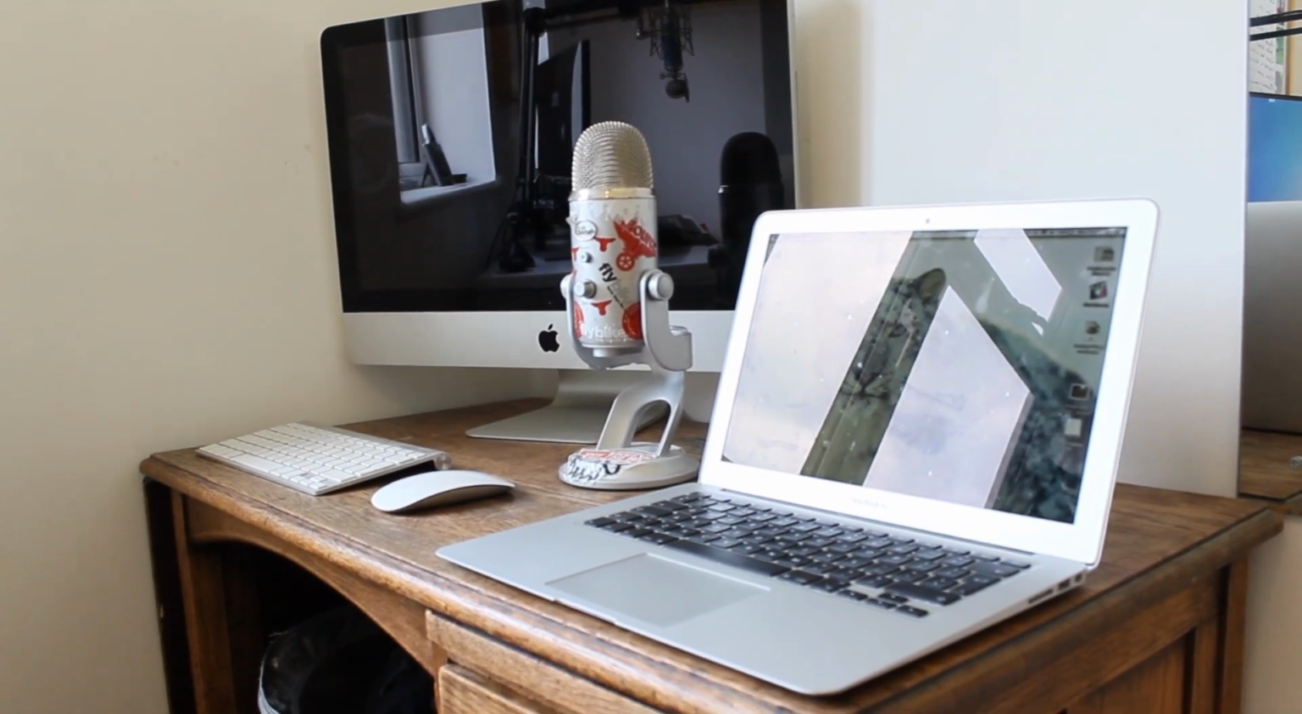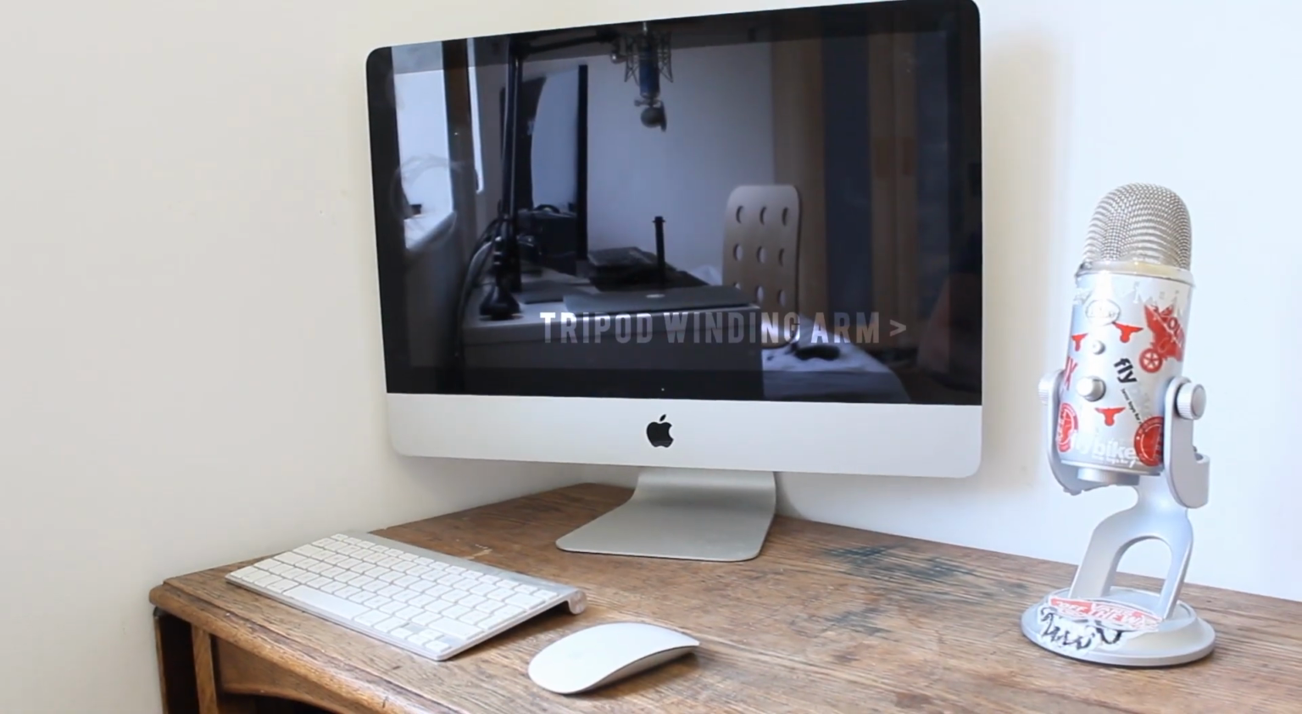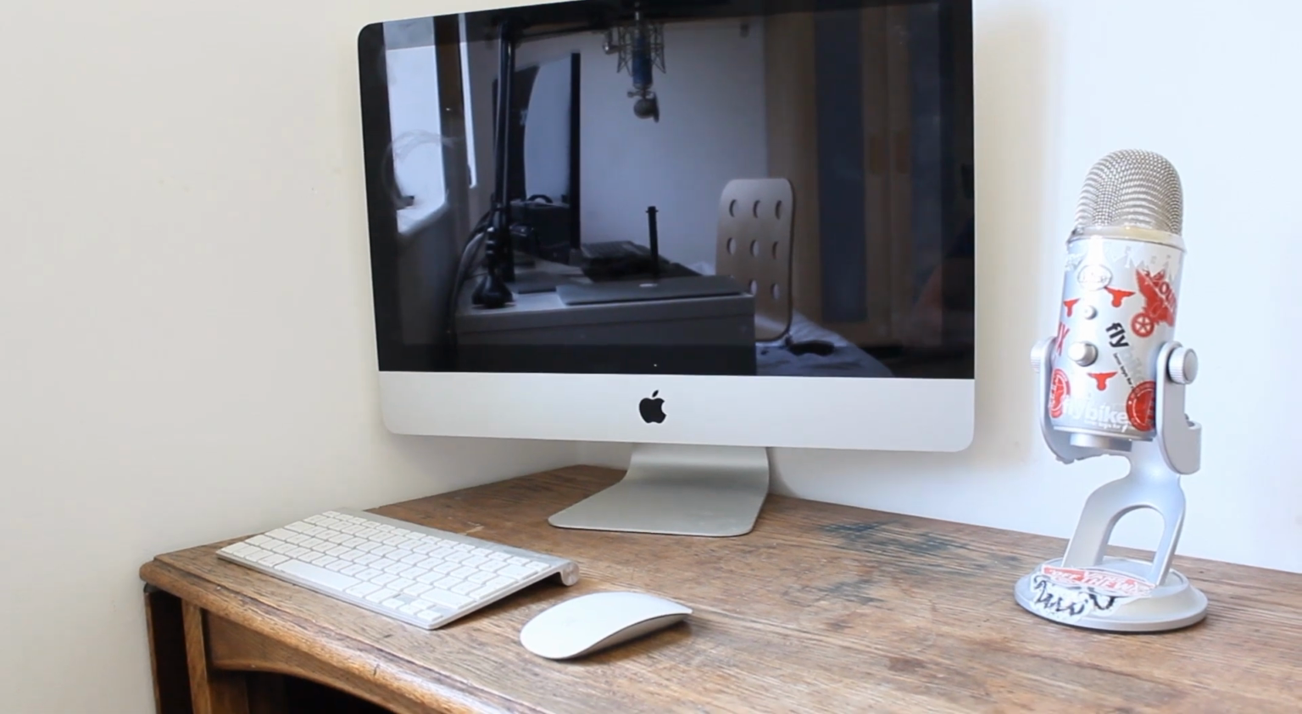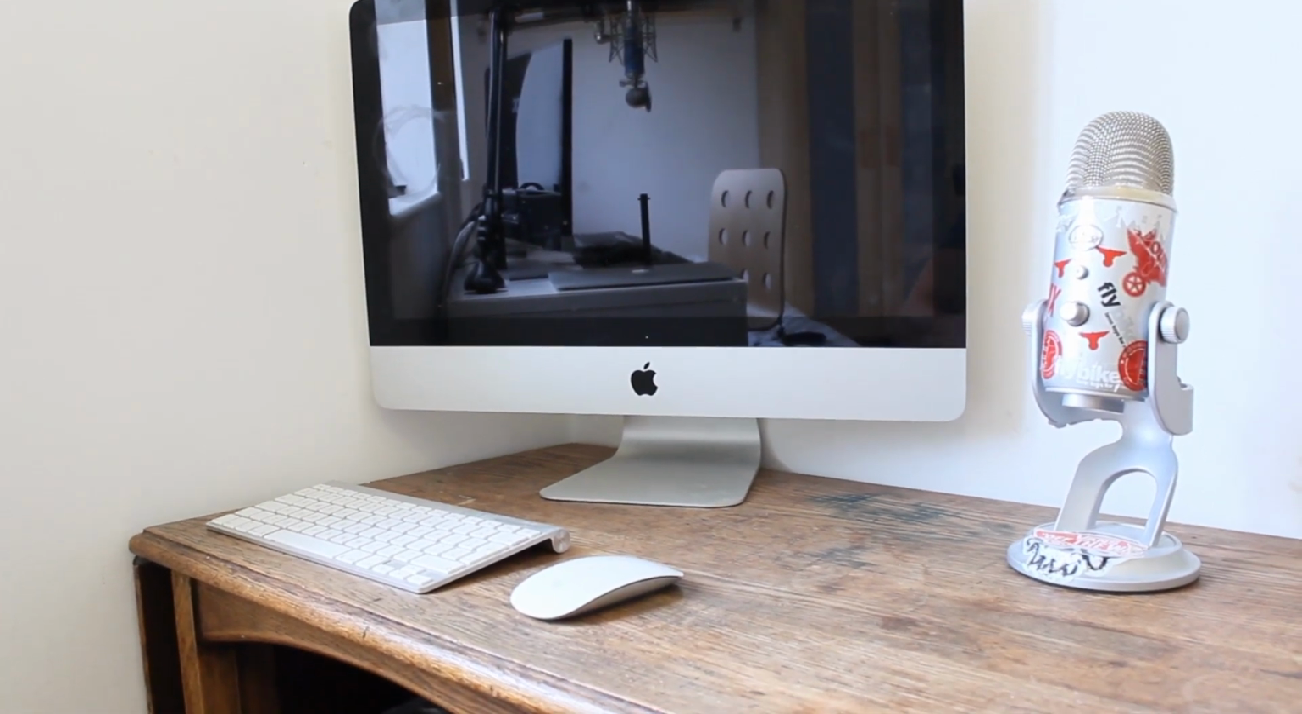To the left of the MacBook, you can see the Blue Yeti, which is my old microphone before I got the Blue Bluebird, and further over to the left, you can see the 2010 iMac.